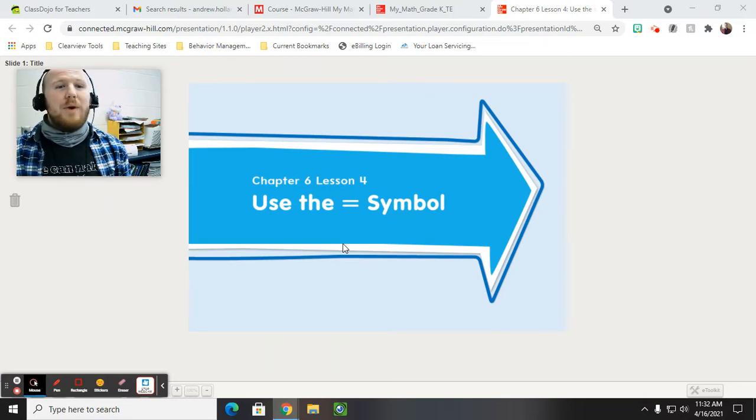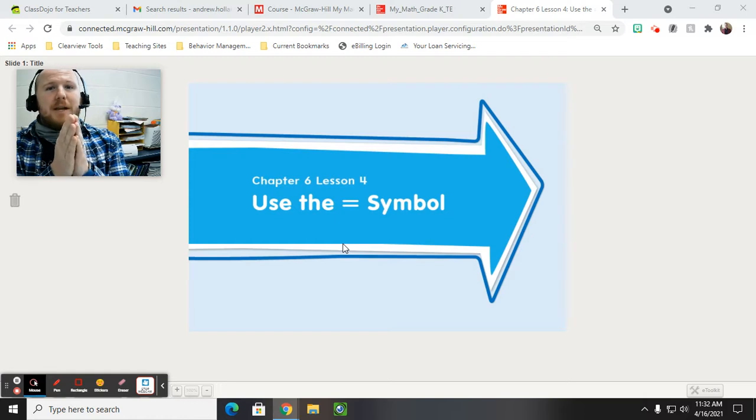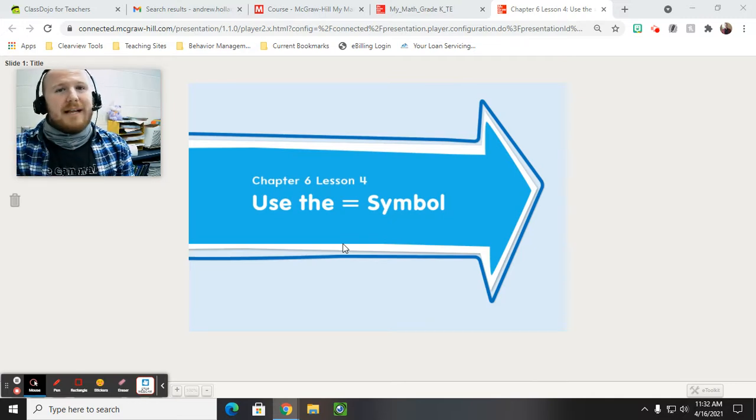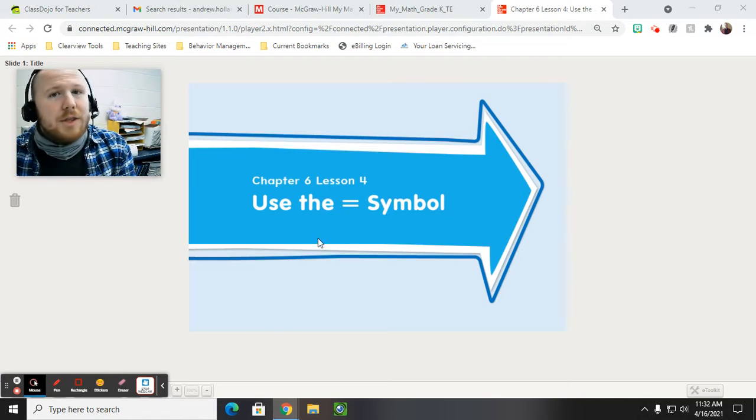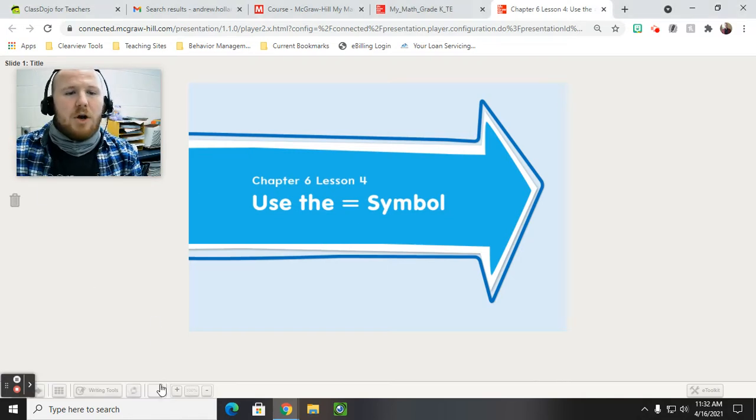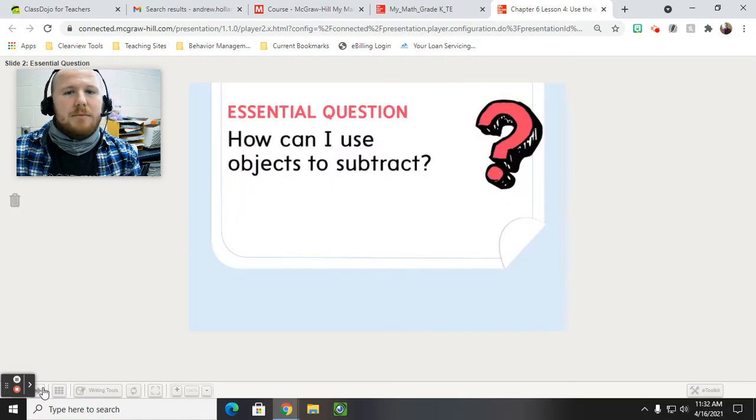When it was adding, we took two groups and put them together, and the equal sign told us how many we have now. How many do we have now? But this equal sign tells us something different with subtraction. It tells us how many we have left. That's language that we've already used in this chapter. So let's go ahead and take a look at some of the stuff that we're doing.